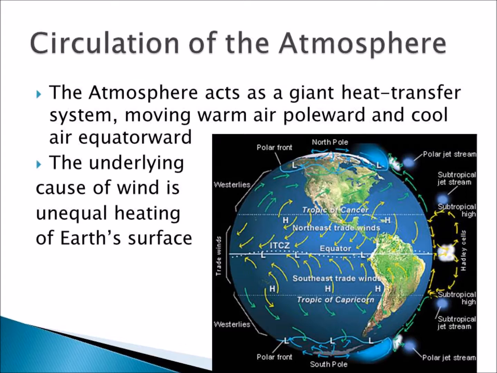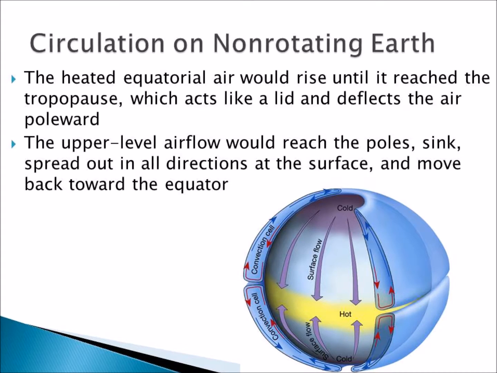Circulation of the atmosphere. Now, the underlying cause of wind is unequal heating of Earth's surface. In tropical regions, more solar radiation is received than is radiated back to space, while in polar regions, the opposite is true. Less solar energy is received than is lost. So attempting to balance these differences, the atmosphere acts as a giant heat transfer system, moving warm air poleward and cool air equatorward. Here we have an example of circulation on a non-rotating Earth.